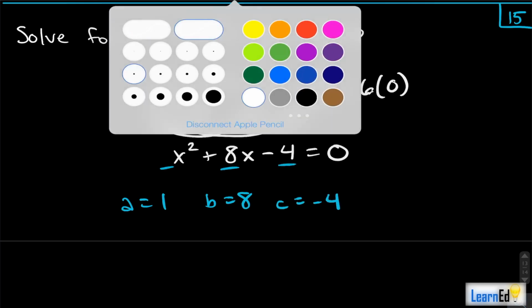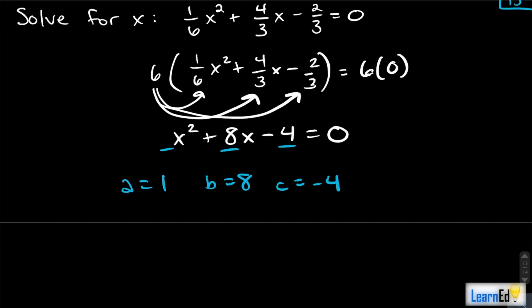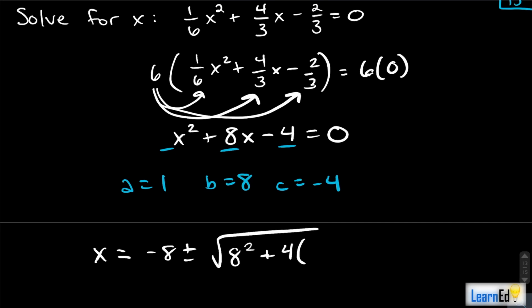Okay, plugging into the quadratic formula, we have that x is equal to negative b, which is negative 8, plus or minus the square root of b squared, which will be 8 squared, minus 4ac. We have a negative here, so we can already write this as positive. Then we'll have 4 times a, which is 1, times c, and since we already put the negative out there, we'll just put a 4 here. This will be all over 2a, which is 2 times 1.